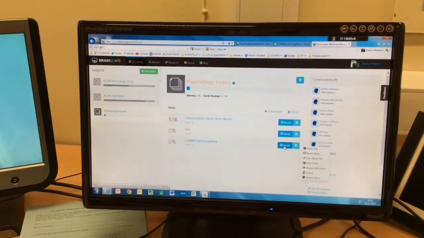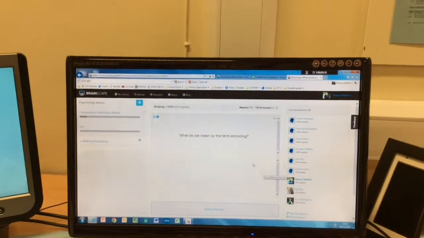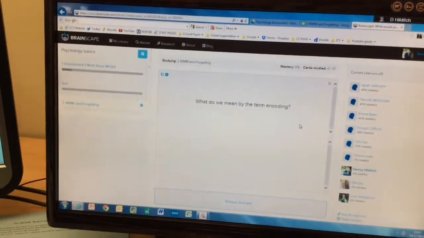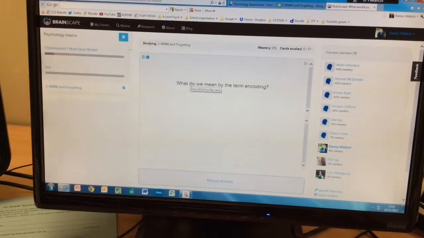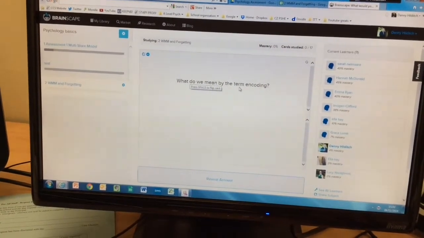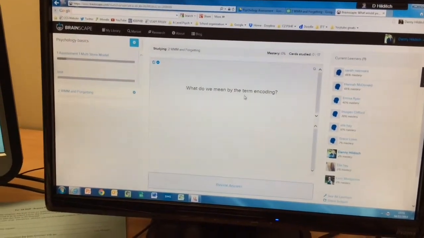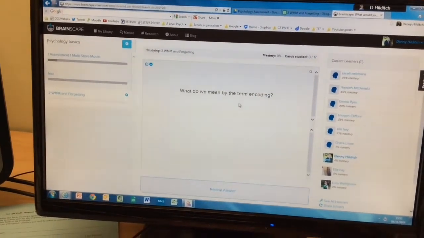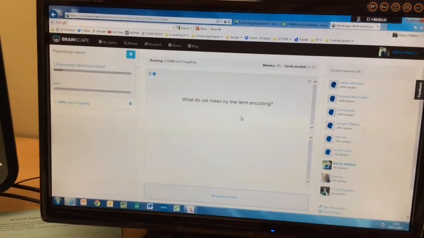But if I just click on study, it will essentially open up those cards. So now we're seeing what the students will see. So now we're studying live, if you like. The question there, which was in that first column, says: what do we mean by the term encoding? And what the student does here is try and work out the answer to that in their head. Right. So encoding refers to how we store information in memory.